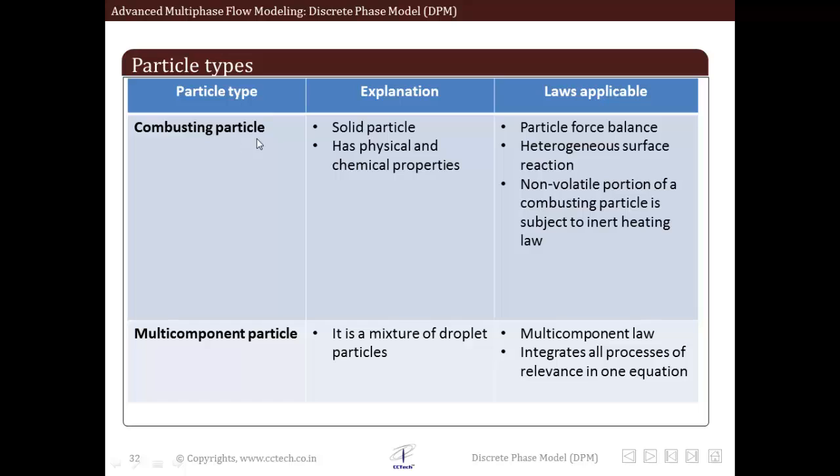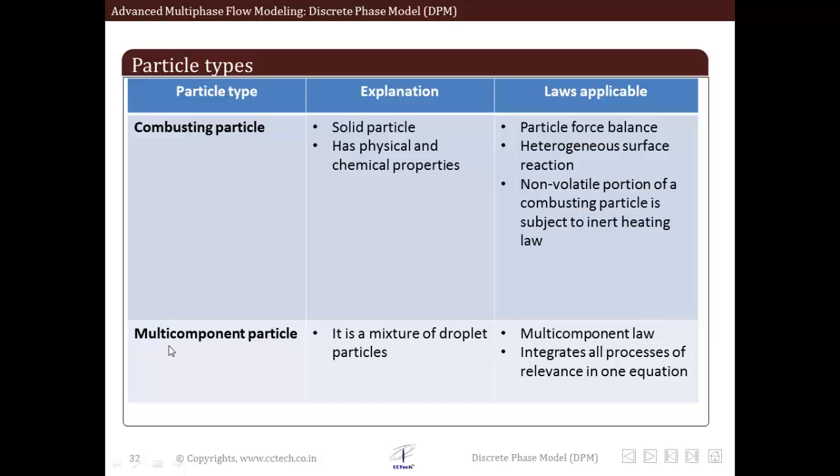The next type is the combusting particles. These are solid particles. They have physical and chemical properties. They are generally used for modeling combustion of particles. In terms of laws, particle force balance is applicable. We can also model heterogeneous surface reactions. This type is particularly used for such heterogeneous surface reactions which take place on particles. The non-volatile portion, that is the portion which does not combust, is also subject to the inert heating law.